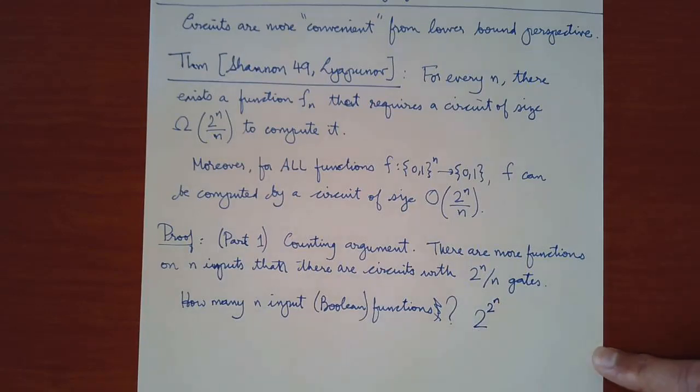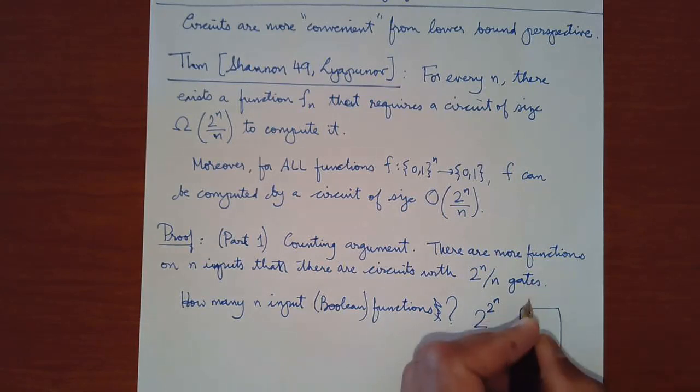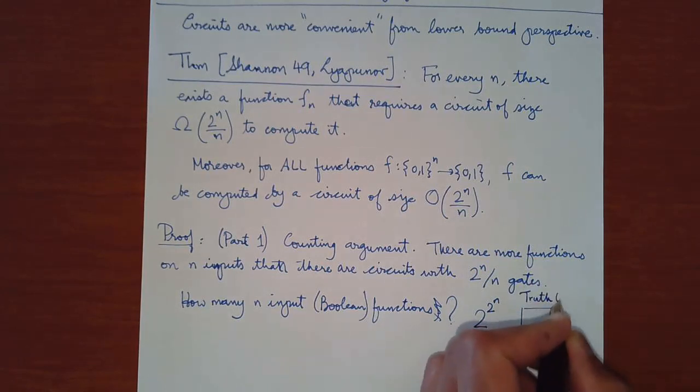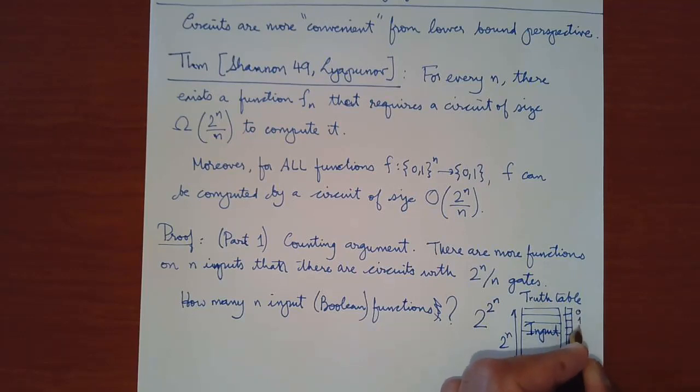Why? There are 2 to the n inputs. Each input is either in the language or not, either yes or no, true or false. It's just saying that here's the truth table, and the truth table gives an output over here. So this is the input, and the size of this input is 2 to the n. Each of these is either a 0 or a 1. So you get 2 to the 2 to the n.